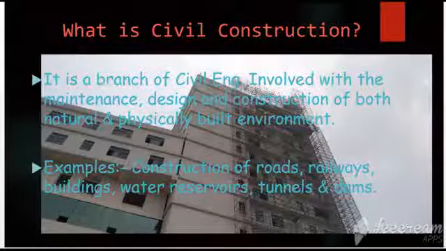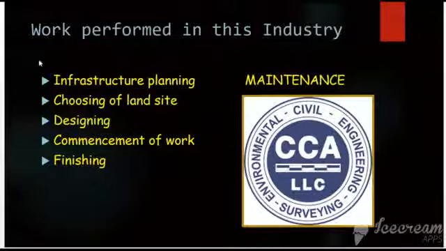Moving on, work performed in this industry. What is the work performed in this industry? I'll tell you. Infrastructure planning, choosing of land site, designing, commencement of work, and finishing up.